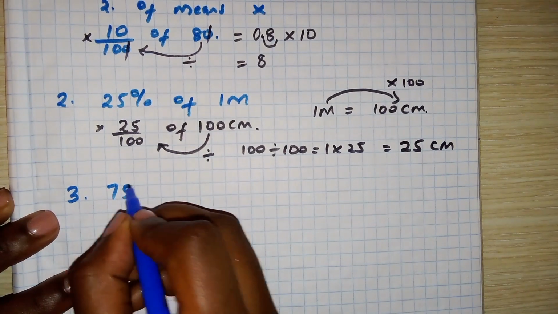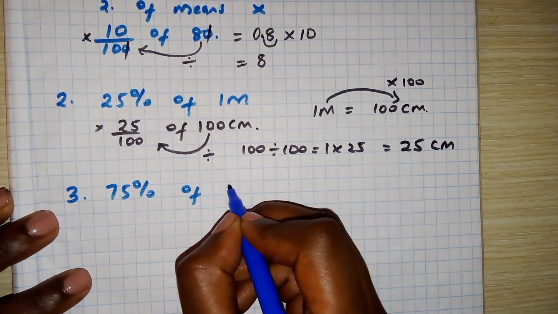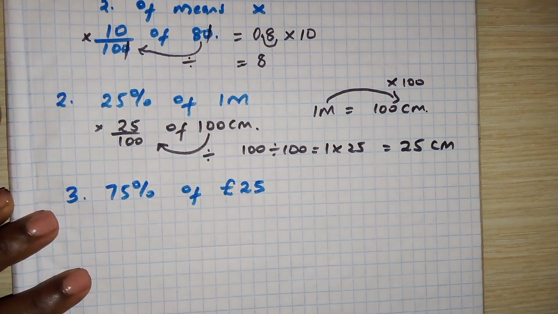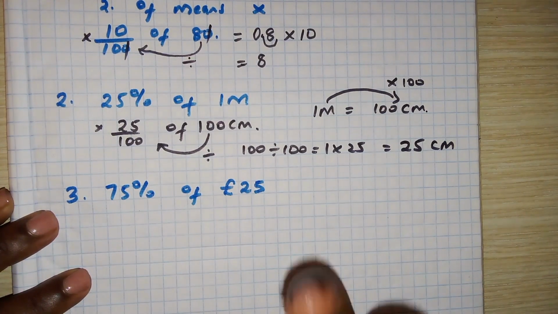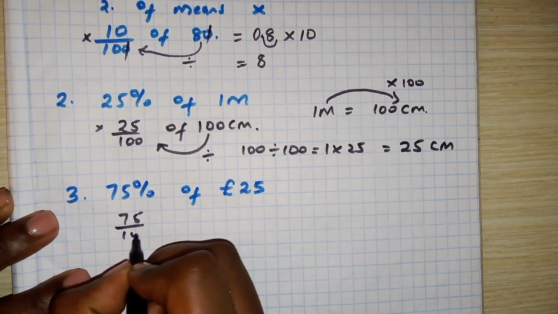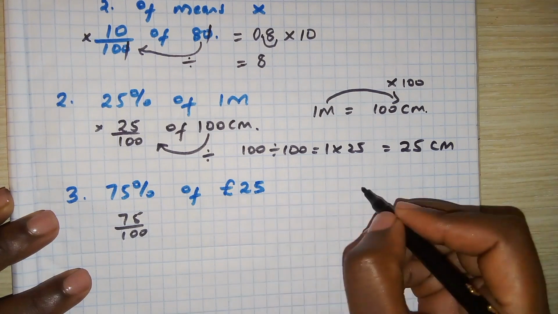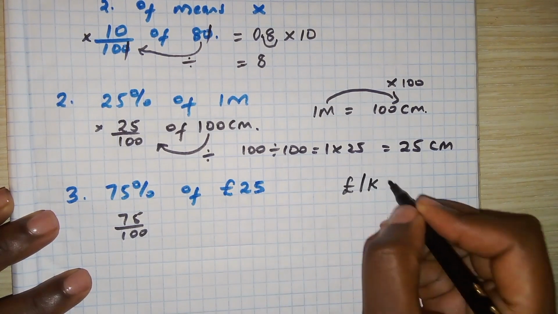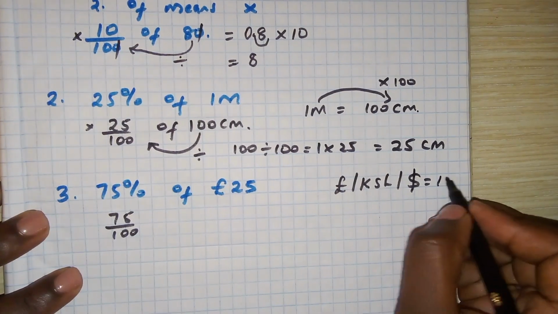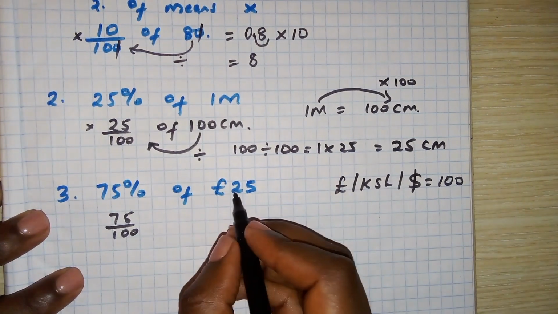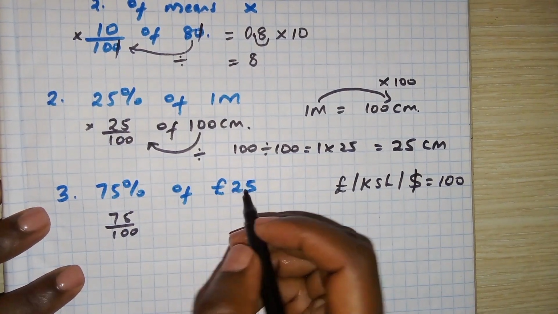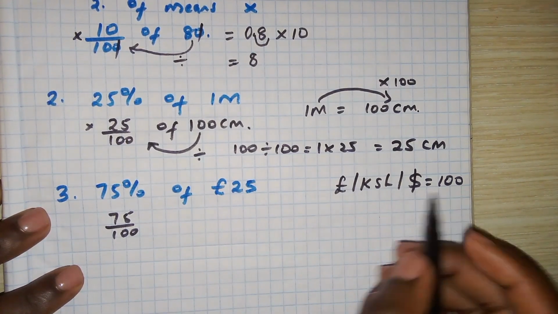Okay, number 3, 75% of 25 pounds. Okay, so the same thing we do. So 75 all over 100. And pound, Kenyan shilling, $1, they're all equivalent to 100. Doesn't matter which unit, which money sign you're using. So all of them is just equivalent to 100.